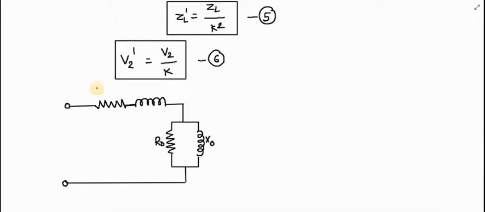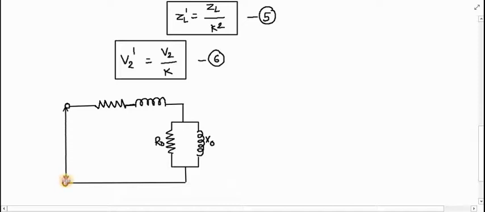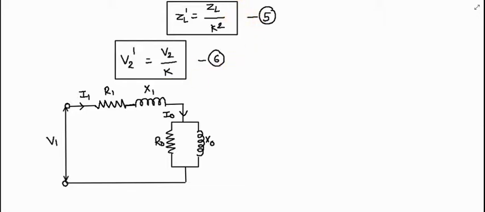Right? Here you have applied the voltage V1. What is this? R1. What is this? X1. Current taken from the supply is I1. Current flowing through the shunt circuit is nothing but I0. Now, let us consider the secondary side. We have to eliminate the transformer winding, which is showing us the ideal transformer. Now we have transferred all the quantities of the secondary side on the primary side.